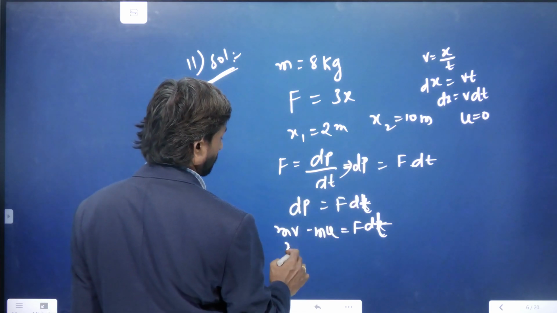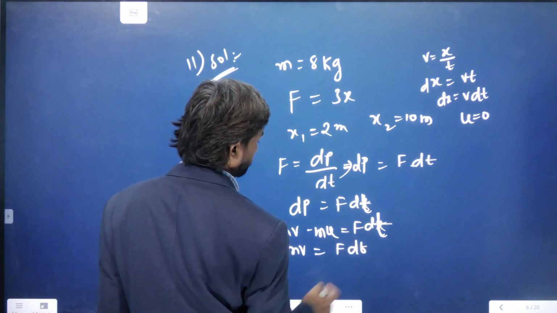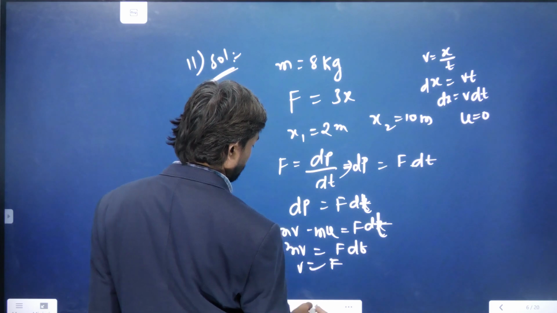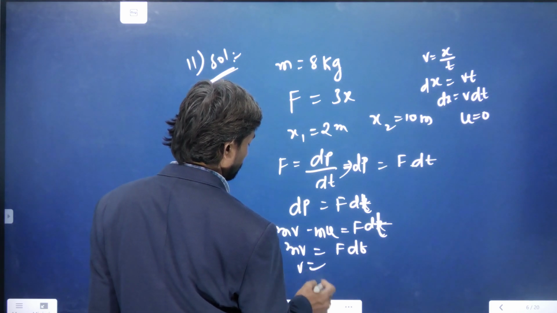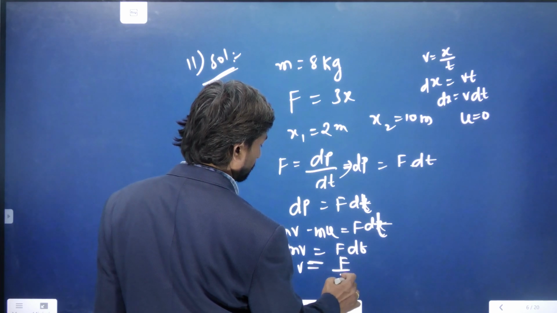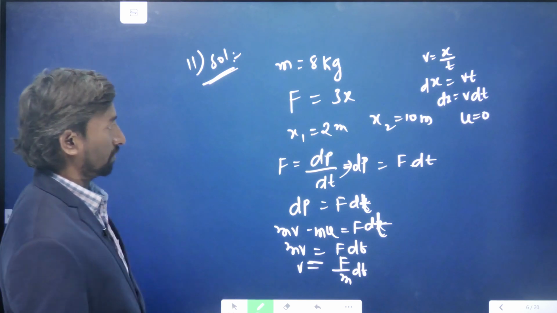If the initial velocity is 0, meaning the body is initially at rest, then u is 0 here. We will get v. So v is equal to F into dt. Then v is equal to F by m into dt. So that is the final velocity.